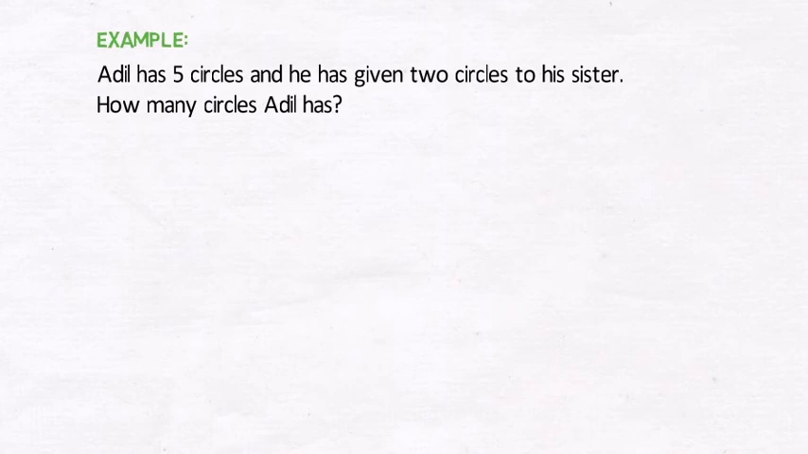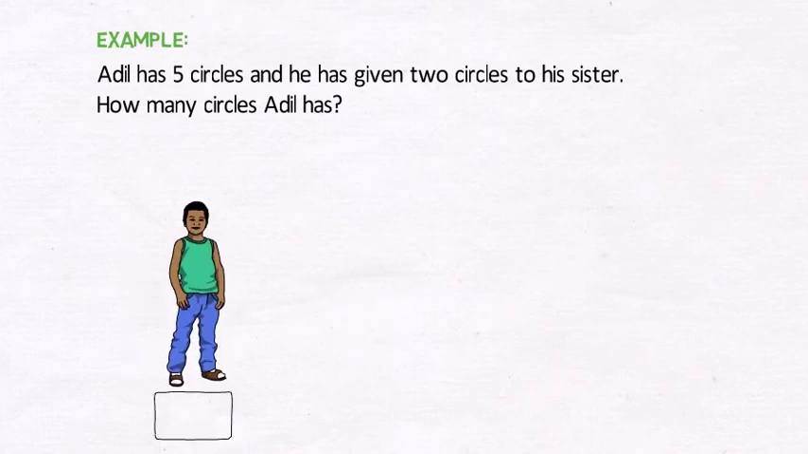Example: Adil has 5 circles, and he has given 2 circles to his sister. How many circles does Adil have?